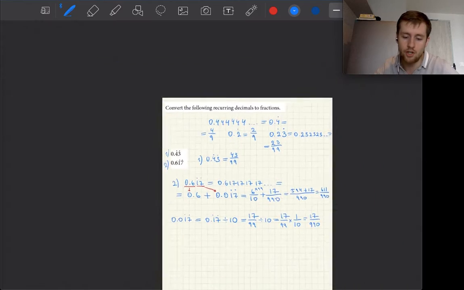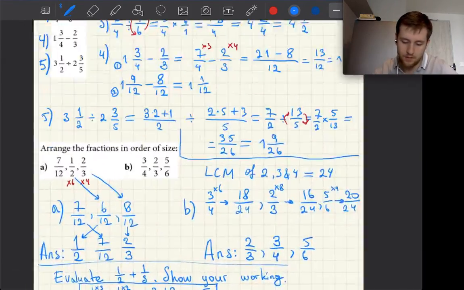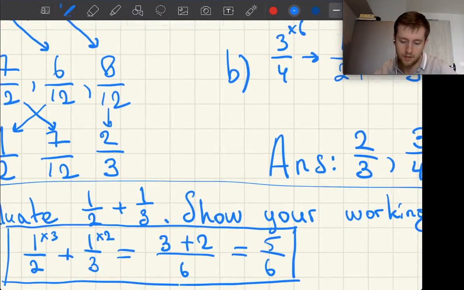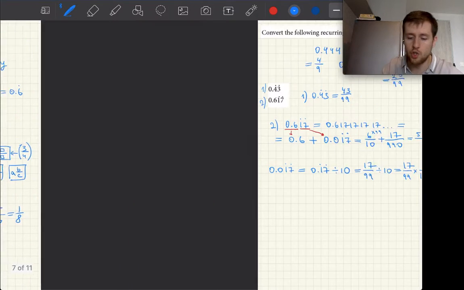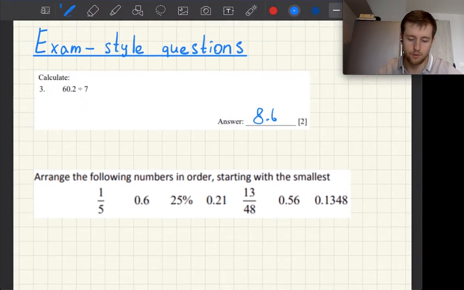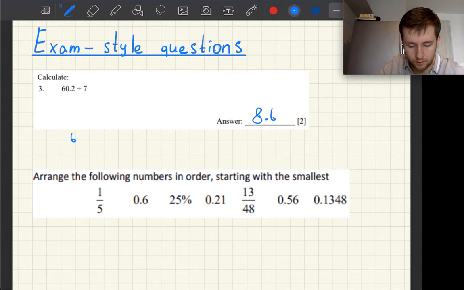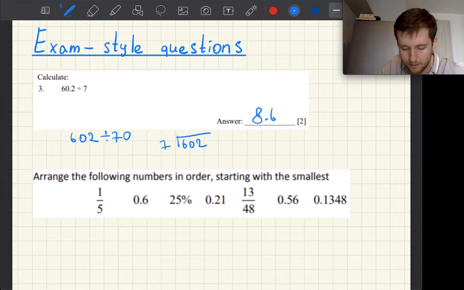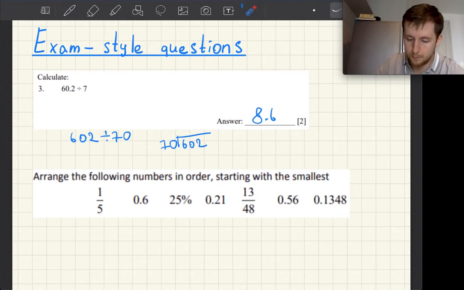If they did mention it, you would have to show your working a little bit. If it's a division, you would have to show how you divide it. It would have to be something like 602 divided by 70. You can write it and use your favorite division method, the one that you like. The answer again would be 8.6.